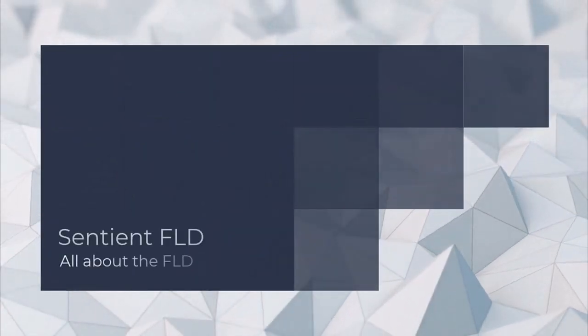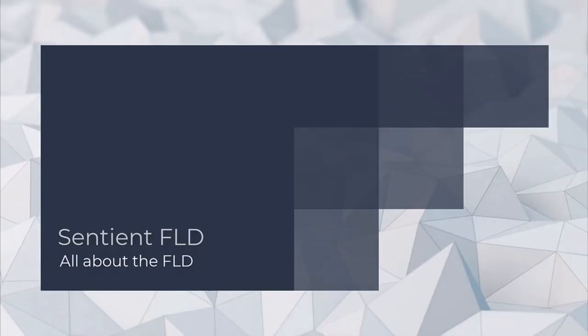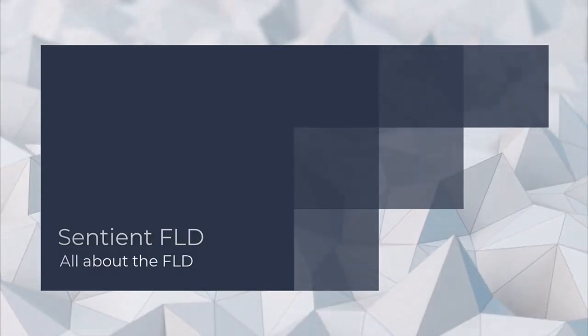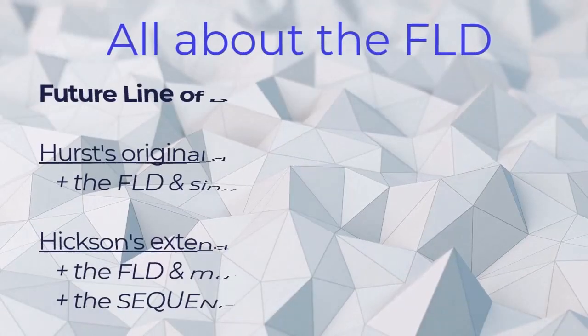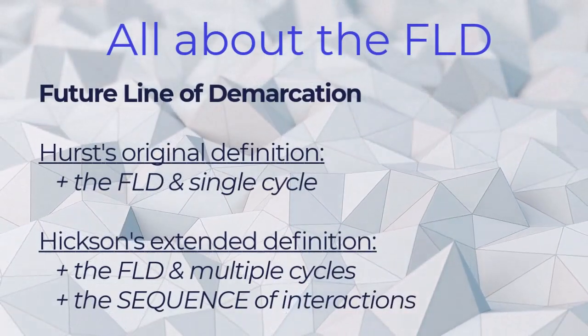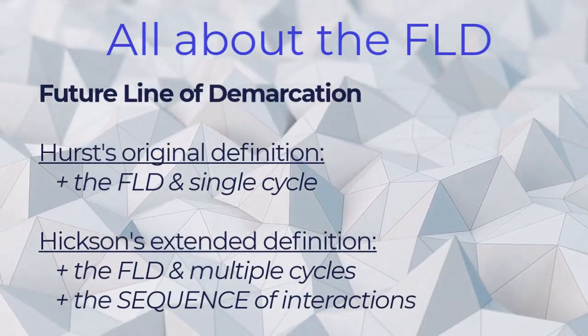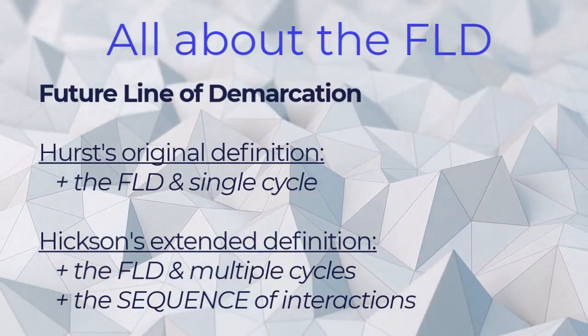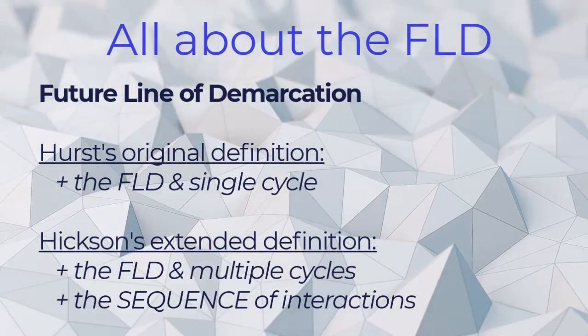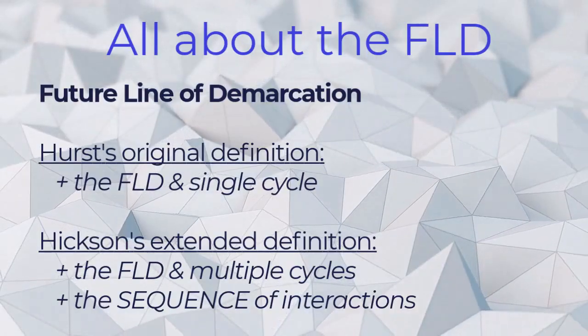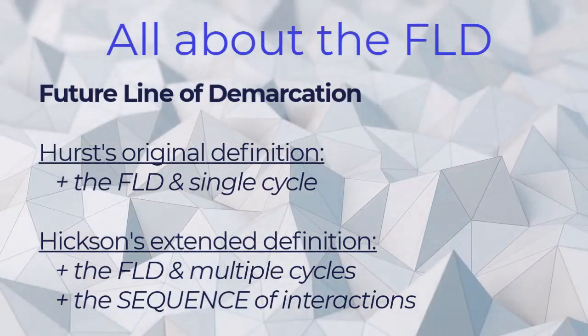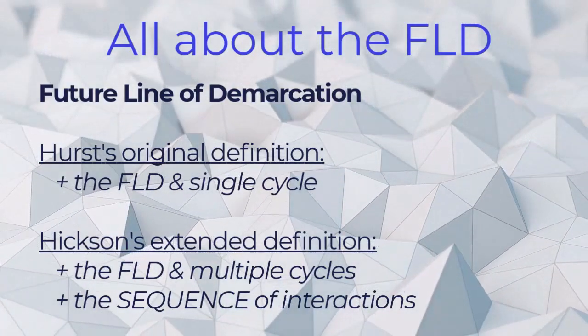What is the FLD? FLD is, of course, an acronym for Future Line of Demarcation. This is a tool that J.M. Hurst first published information about in 1967. He mentioned the FLD in his Profit Magic of Stock Transaction Timing book. He then went into further details in the Cycles course that he published in the 1970s.